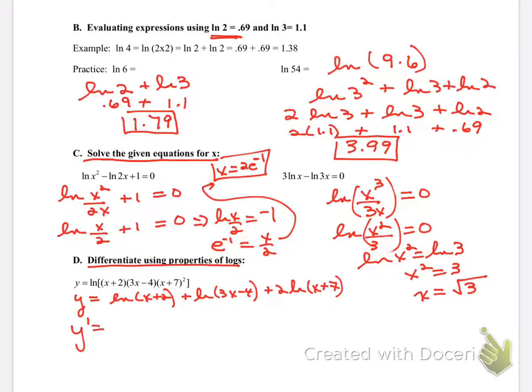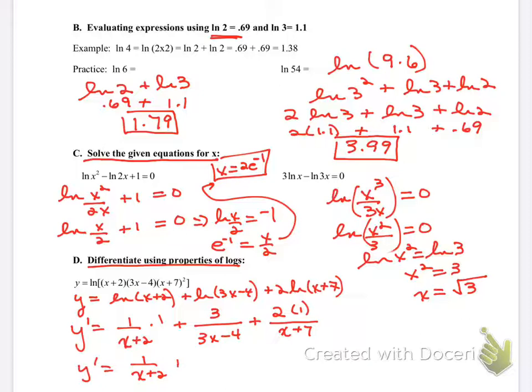y prime equals the derivative of natural log of x plus 2, which is 1 over x plus 2 times the derivative of x plus 2, which is just 1, plus 3x minus 4 times the derivative of 3x minus 4, which is 3, and then plus x plus 7, the 2 comes along for the ride, times the derivative of x plus 7, which is 1. So taking away the extraneous 1's, this looks like this.